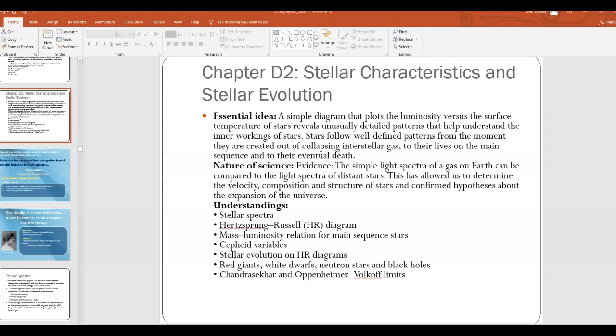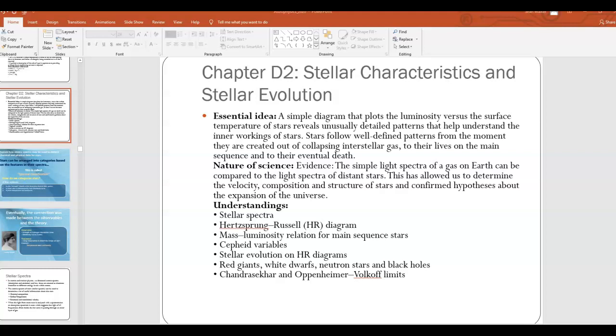Okay, so today we're going to be talking about D2. This is the next section of the Astrophysics unit. This is called Stellar Characteristics and Stellar Evolution. And this is just to give you an idea of what we're going to be talking about in D2. We're going to be talking about things like stellar spectra and Hertzsprung-Russell diagrams today.